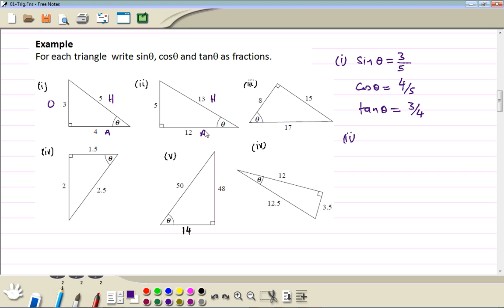Hypotenuse, adjacent, opposite, so sine is 5 divided by 13. Then cosine is 12 divided by 13. Tan is 5 divided by 12.